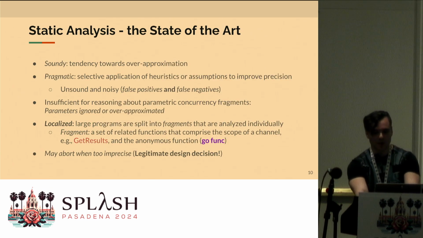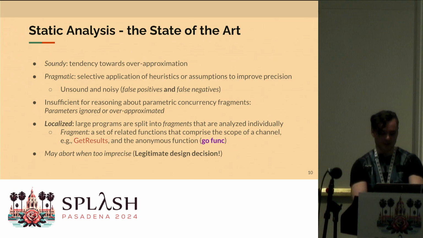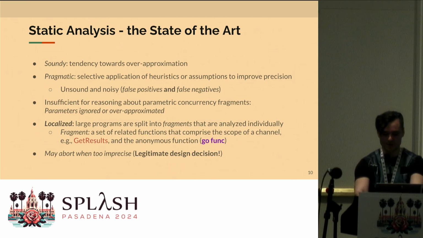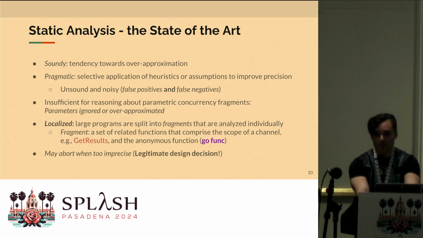Now, there is an existing body of work in terms of static deadlock detection. And the tendency for the existing body of work is to be soundy. That is, it over-approximates execution values, which creates noise. So these techniques also apply some pragmatic heuristics, which are not only unsound, but they're also noisy in their own ways. And this is especially true when dealing with parametric concurrency. However, they do introduce a few useful notions.